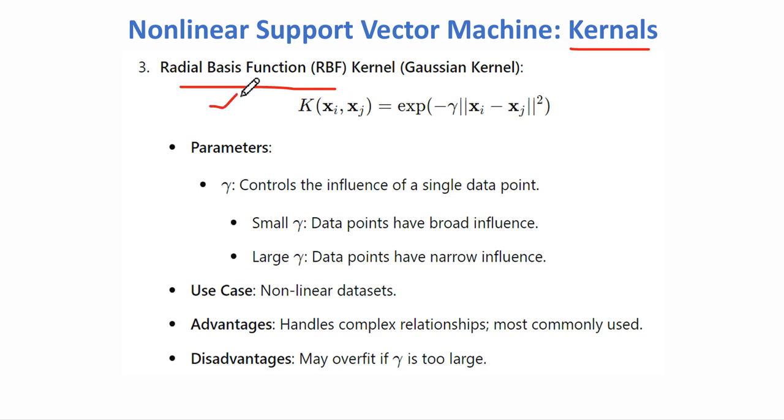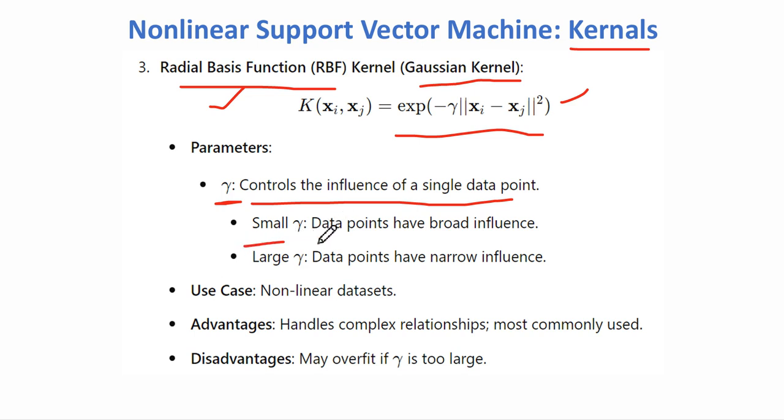Another kernel for solving nonlinear data in SVM is called the radial basis function kernel. That is called the RBF kernel. It is also called the Gaussian kernel. Its function is exponent of minus gamma times modulus of xi minus xj whole square. So what can gamma do? Gamma controls the influence of single data points. Small gamma, data points have broad influence; large gamma, narrow influence.